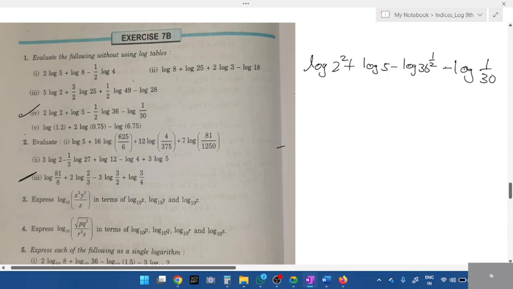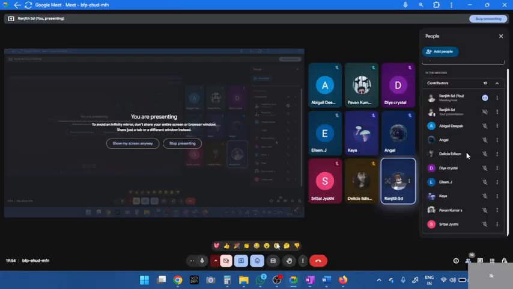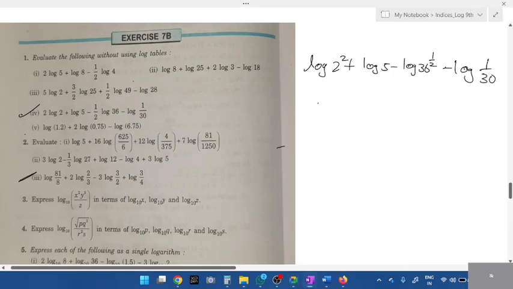Log 1 by 2. Delicia done. Angel, can you answer this? Are you there online? Yeah, first 3 to 4 questions I'll be asking these students. Angel, Dia and Ananya. Okay. Tell me, Angel, how do you solve this? Be quick.